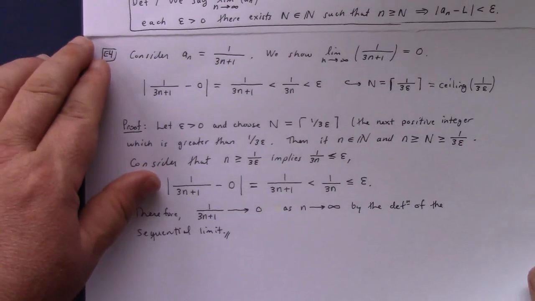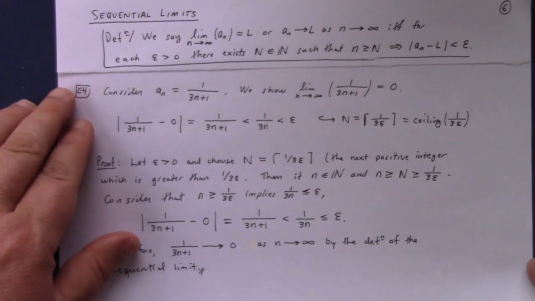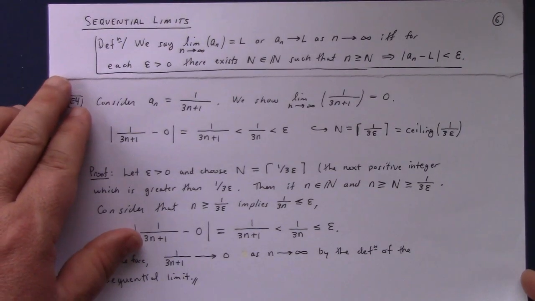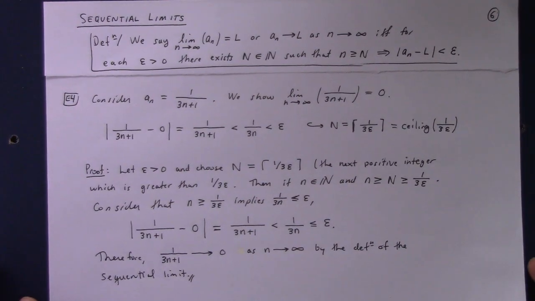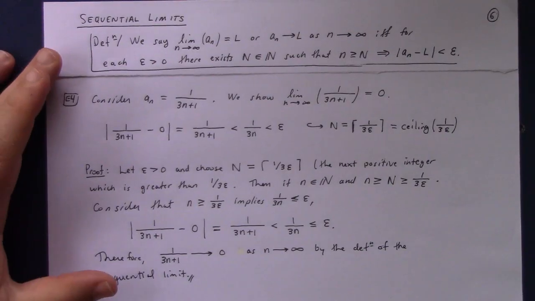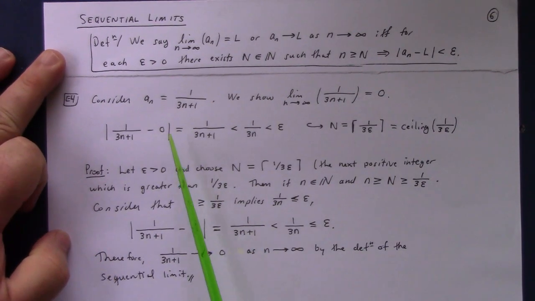All right. So here's the definition of a convergent sequential limit. We say the limit as a sub n, as n goes to infinity, is equal to L, or simply a sub n goes to L as n goes to infinity, if and only if for each epsilon greater than 0, there exists some natural number big N, such that little n greater than or equal to big N implies that the absolute value of a sub n minus L is less than epsilon. All right. Now, here's a simple example to get us started.